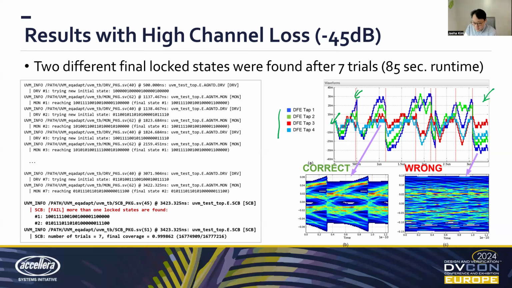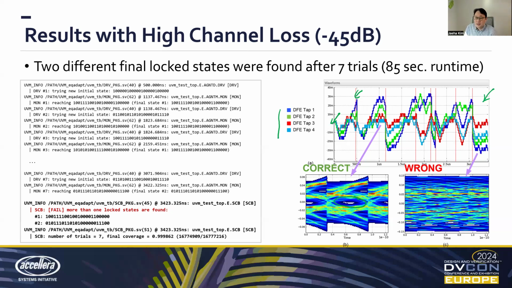Okay. The bottom eye diagram is just for illustrative purposes. It doesn't plot this diagram, but just to give you an idea what each of these final states corresponds to. The final state reached by the first 6 trials is the correct final state. That gives you, although small, some eye-opening, so that you can tell the difference between 1 and 0.